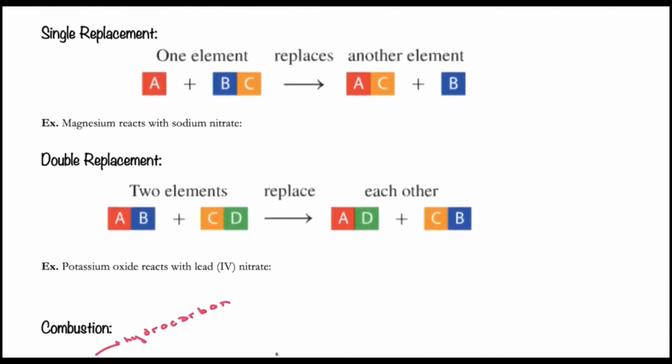Let's look at a single replacement reaction. All right, magnesium reacts with sodium nitrate. So remember, sodium has a +1 charge.